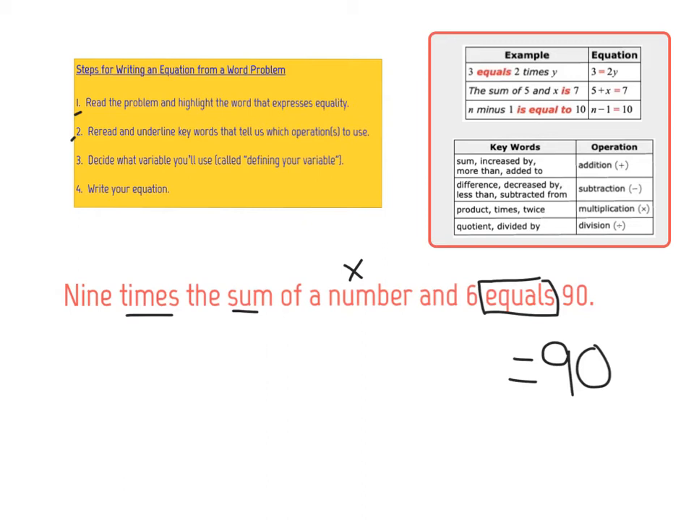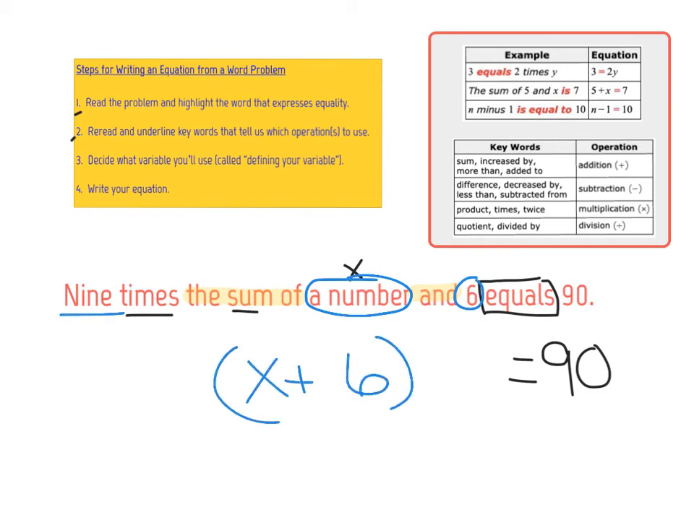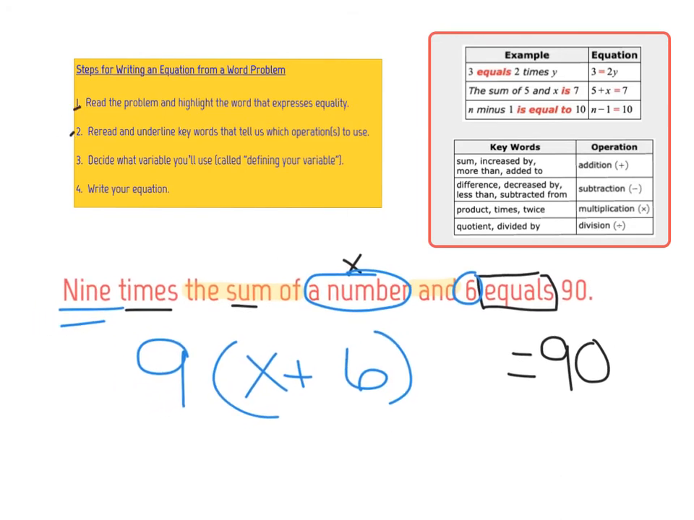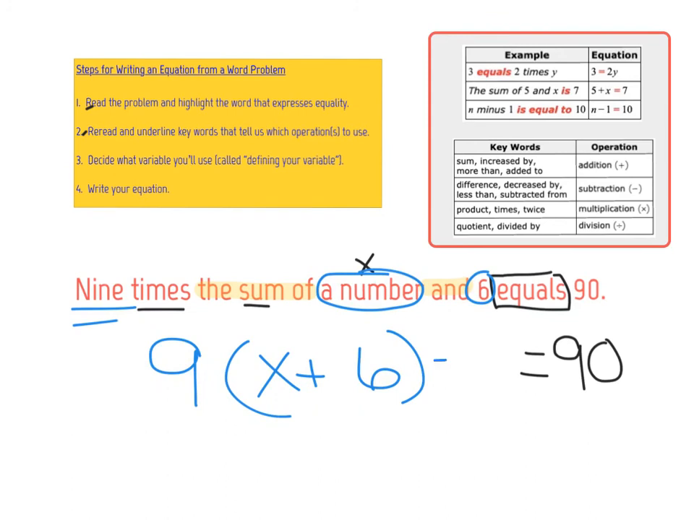And now we need to look for, I see 9 times the sum of, so I'm looking for the word and, and that's going to tell me the 2 things that I will be adding here, right? So we're going to be adding x and 6. And now we want 9 times that sum. So 9 times the quantity x plus 6 equals 90. I'm just going to write this in here again.